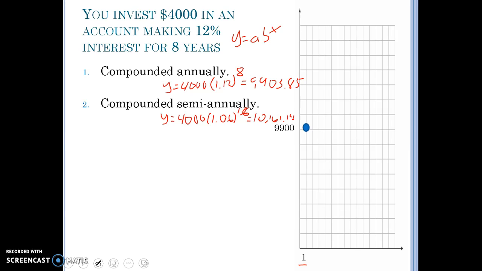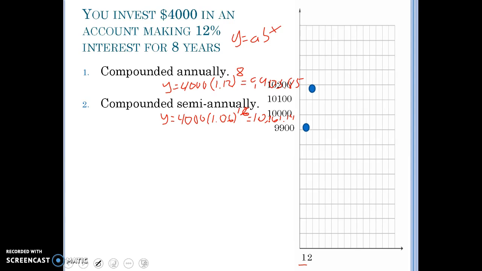Now, it's not a lot. It's maybe a little less than $200 over that 8-year period. But if you're compounding it twice a year, that means the money that you made in the first half of the year is going to make you money in the second half of the year, and that makes a little bit of a difference. You're going to make a little bit more money. So here's $10,161.14. So you make that much more money. So that's a good thing.